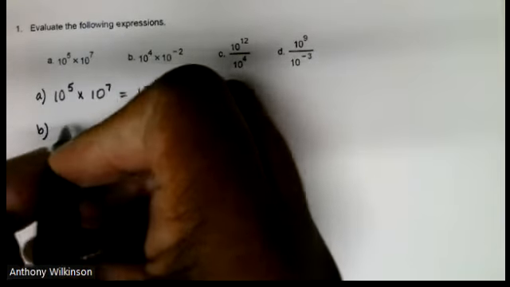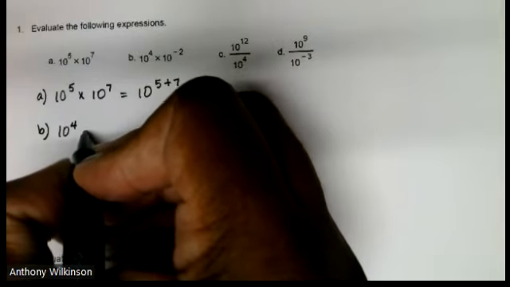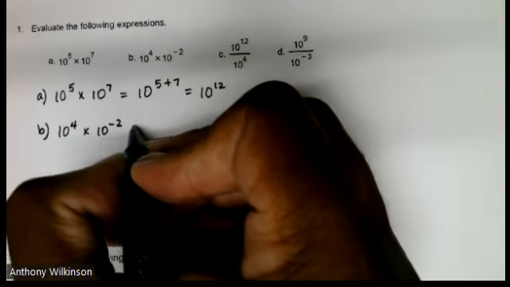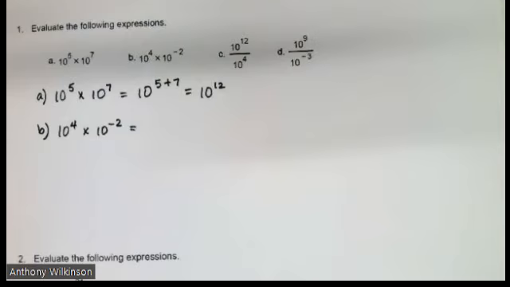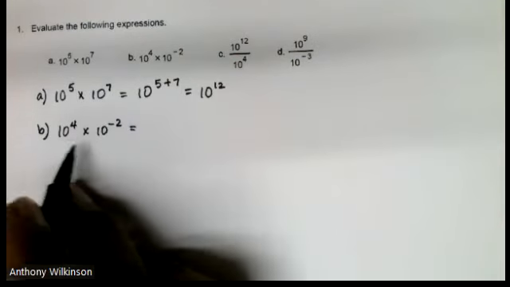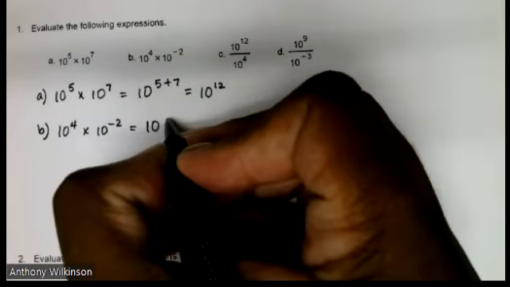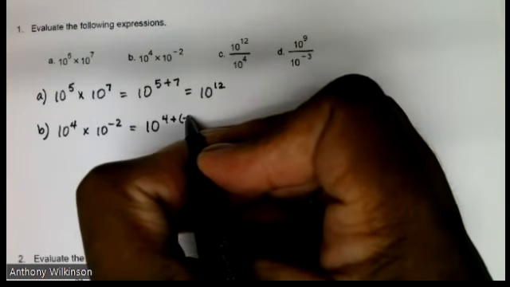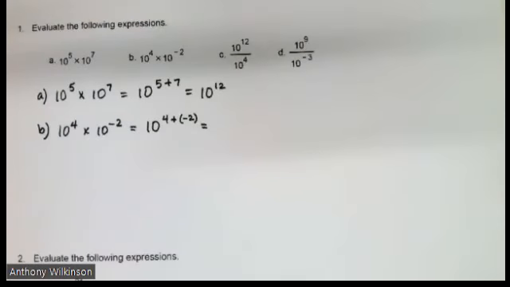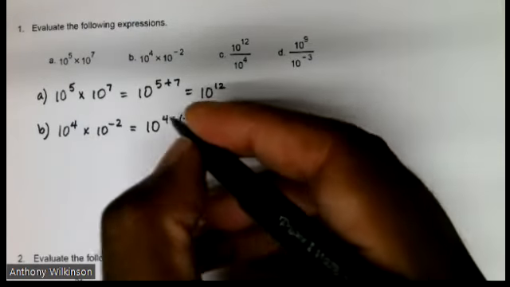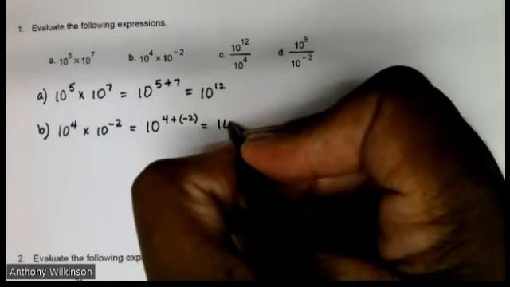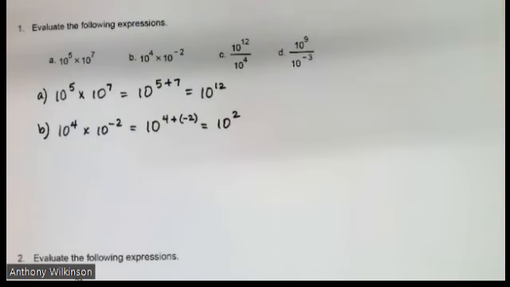Okay. Part B, 10 to the 4th times 10 to the negative 2. Again, we're multiplying powers of the same base, so we bring the 10 over, add 4 and negative 2. And of course, when you're adding integers with different signs, you subtract and take the sign of the larger. We subtract 2 from 4, which is going to be 2. The larger of the 2 is positive, so that exponent of 2 will have to be positive. So 10 to the 4th times 10 to the negative 2 would be equal to 10 squared, or 10 to the 2nd.